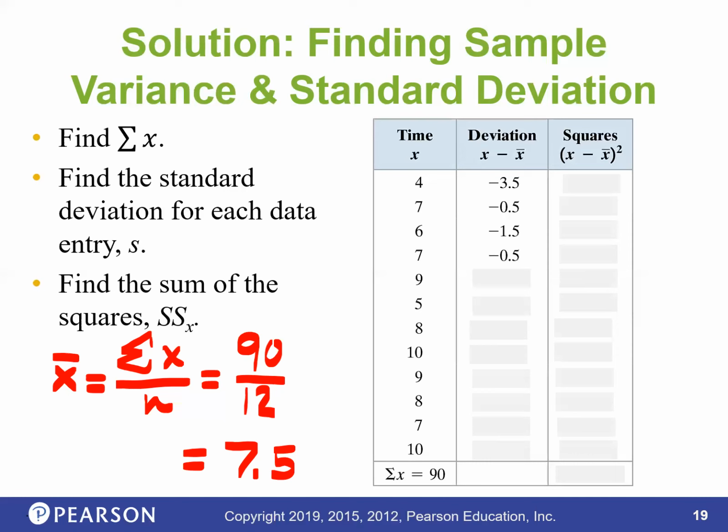9 minus 7. 1.5, right? 1.5. All right, and go down the list. Once you're at the bottom of the list and you're like, you know what, Mr. Angie, I got this, I understand this, then fill out the last column, which is the squares of each of those.